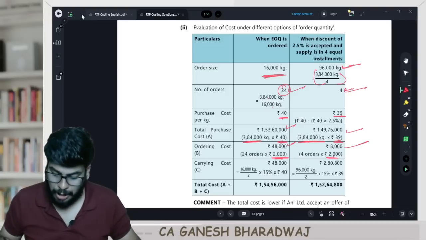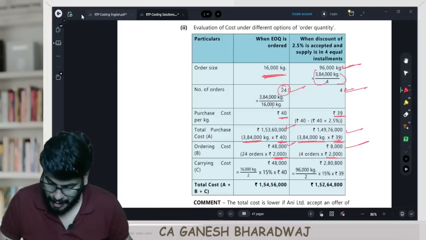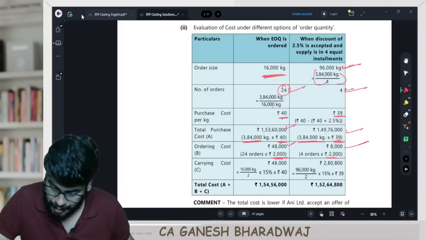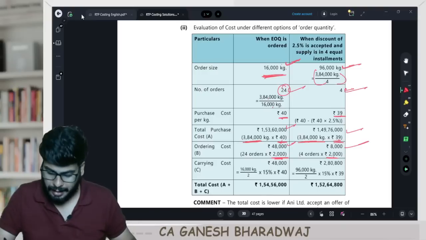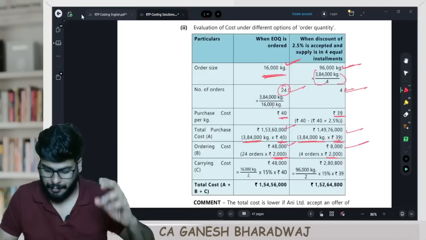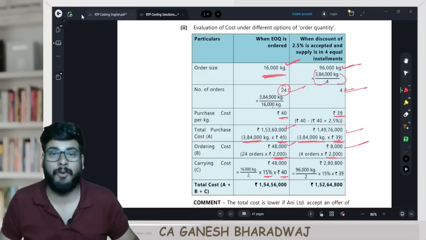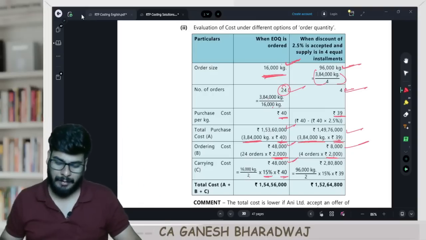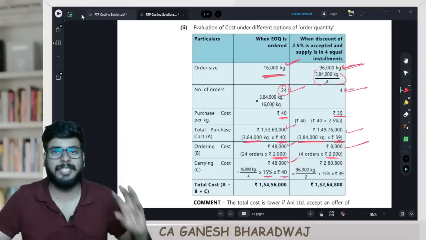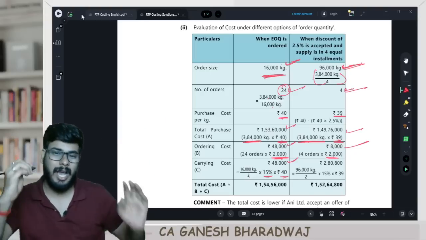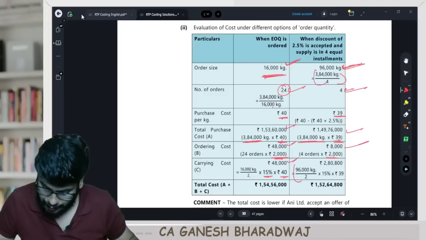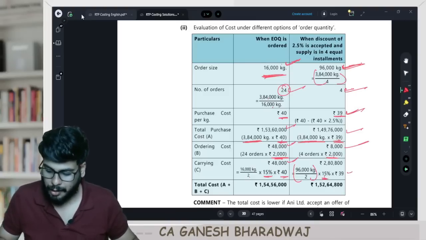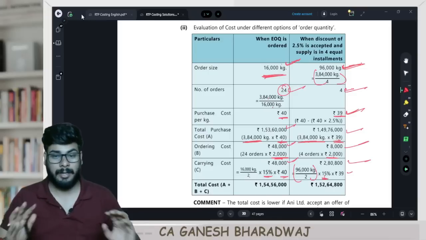Fine. How about carrying cost? Carrying cost is going to be average inventory into carrying cost per unit per annum. Average inventory is how much? Order size is 16,000. So 16,000 by 2 is the average inventory, into 15% into 40. Right? It's going to be 48,000 as the carrying cost under the EOQ level. Under the proposed level, how much will that be? On an average, how much do I order for? 96,000. Average inventory will be 96,000 divided by 2 into 15% on the revised price of 39 rupees. It's going to be 2,80,800. Are you clear with this?